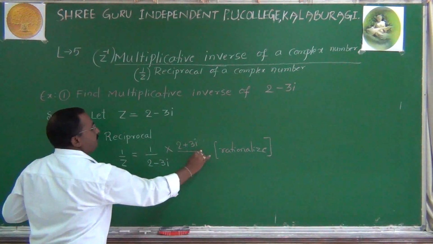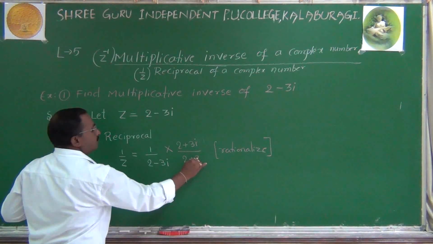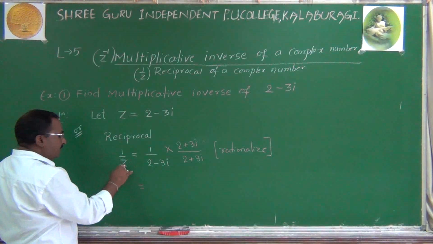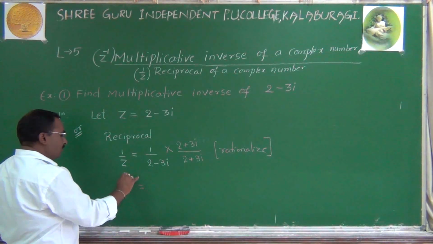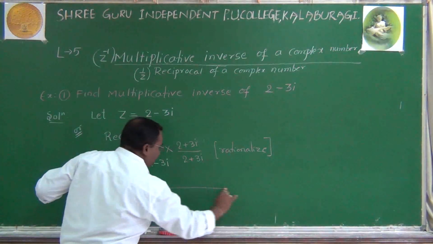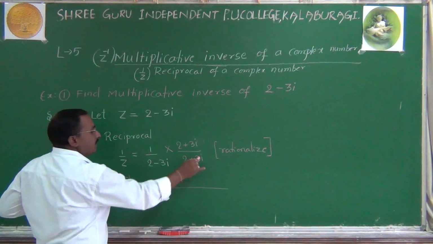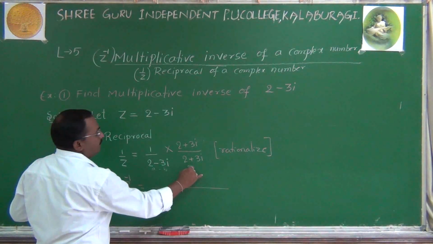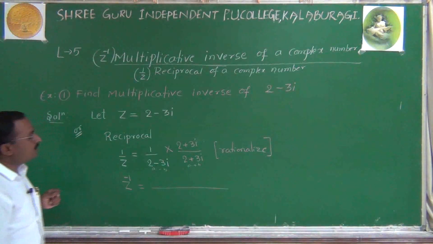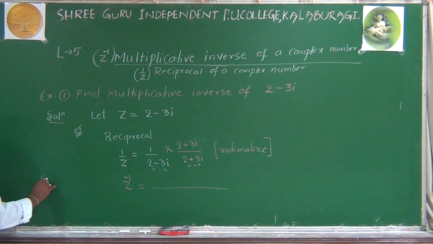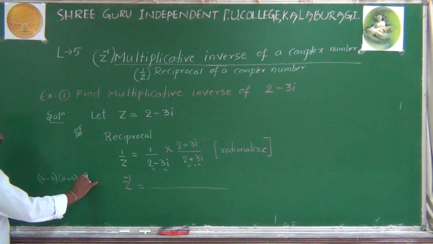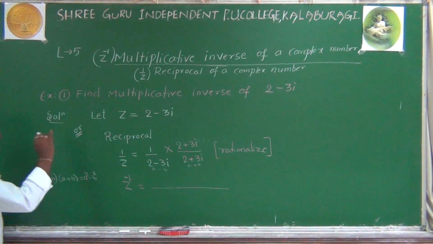Numerator 2 plus 3i, denominator. 1 by Z is what? Z inverse. Denominator: A minus B, A plus B. That is the formula. Do you know that the A minus B, A plus B formula is what? A square minus B square. That is the formula.